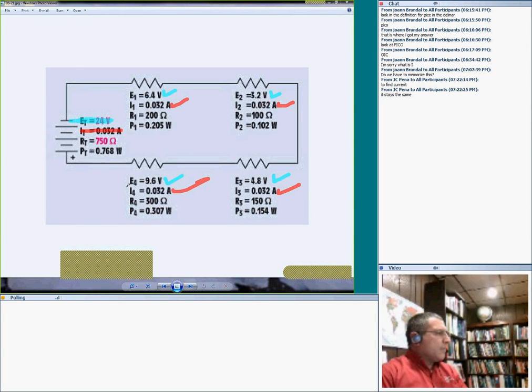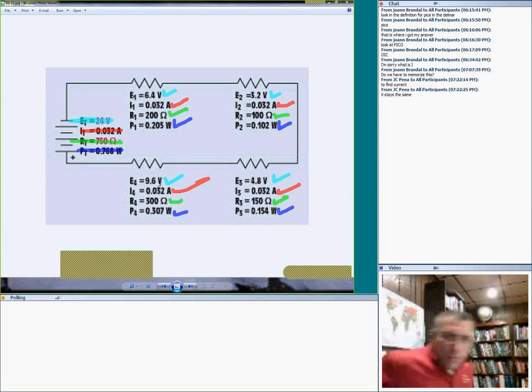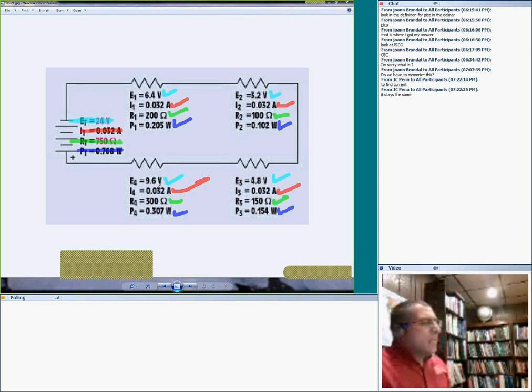And last one, my friend, let's say the power. If you add this power to this power to this power to this power, it must equal this power. And last but not least, if you add the resistors all together, they must equal the total resistance. These are the rules of the series circuit. Any questions, guys, about the rules of the series circuit?